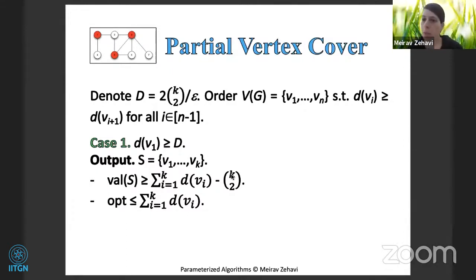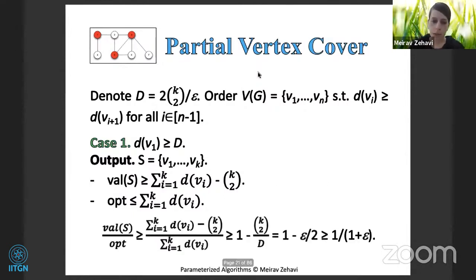And the value of the optimum is at most the sum of the degrees of these vertices. I mean, what is the largest number of edges that K vertices can cover? It is at most the sum of the degrees of the K vertices with highest degree. This is the best case that can happen. So we have this lower bound on the value of the solution that we have, and this upper bound on the value of the optimum. Let's see that together. This means that we have the approximation factor that we want.